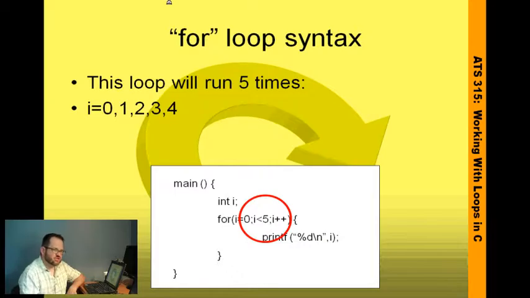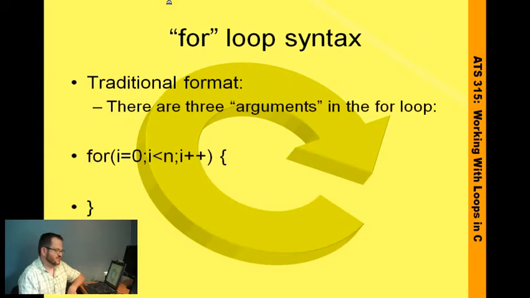This is the normal way in which we make a loop, the so-called traditional format of a for loop. There are 3 arguments, which are separated in the case of a for loop by semicolons. That's a common mistake, by the way. If you try to put them with commas, you're going to get weird errors.